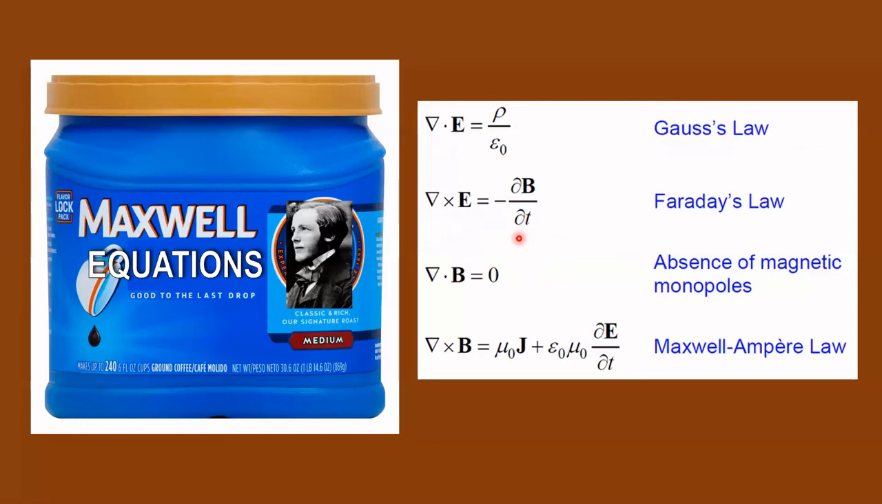Did I say a loop of current? I meant to say just a loop of wire, any closed conductor. By changing the magnetic field piercing that loop, and that's what we call flux, you can cause electricity to flow. So this was a super important observation in the history of science because it led to the development of electric motors and electric generators. This one doesn't have a name.